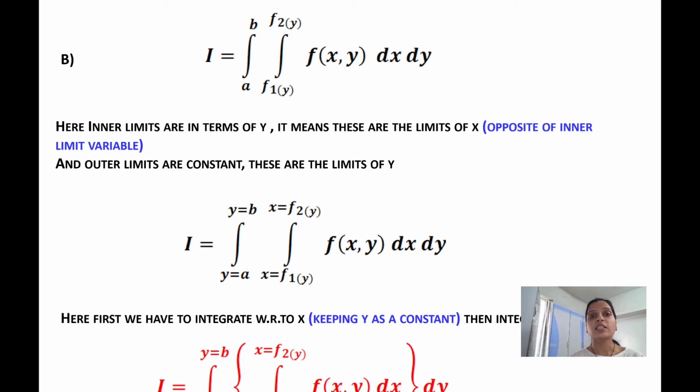That means it can be y square, 1 upon y, any function of y. That means first you will integrate with the opposite variable, that is, we will integrate with x first. So the inner limits are for x, that is, x is equal to a function of y. The outer limits are constants and of course they are for y. So we will integrate with y later. So we will integrate with x first and then we will integrate with y.